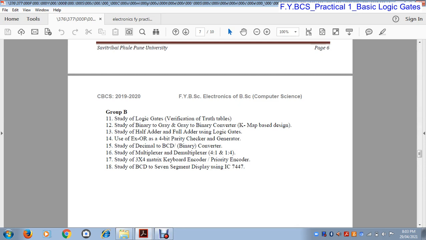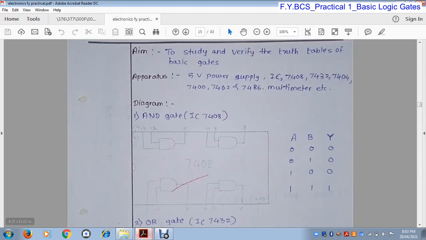So today we start our first digital practical, which is logic gate. The first practical is to study and verify the truth table of logic gates. The aim of this experiment is to study and verify the truth tables of different logic gates. For this practical, we need the following apparatus: 5-volt power supply, IC 7408, 7432, 7404, 7400, 7402 and 7486, and a multimeter.